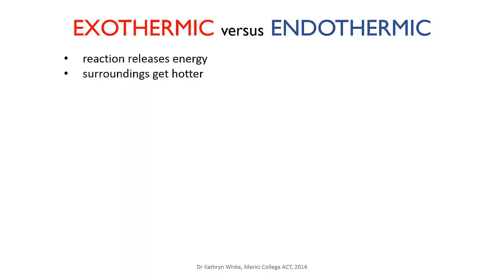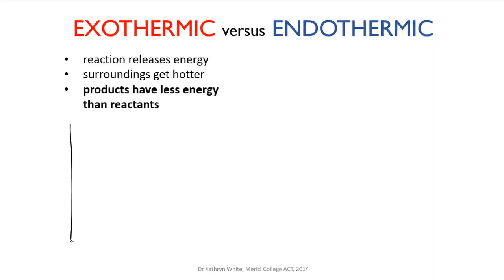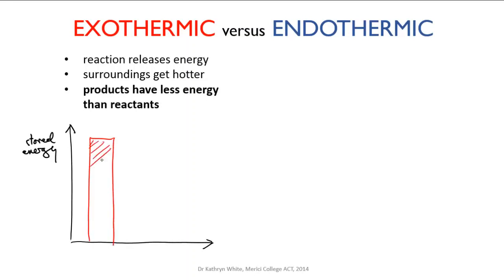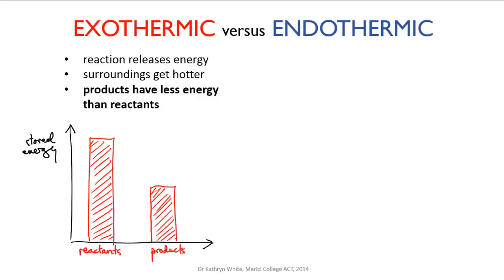Recall from the last video that we could classify reactions into exothermic and endothermic reactions. In an exothermic reaction, as the reaction proceeds, energy is released. This means that some energy that had been stored in the chemical bonds of the reactants is now transformed into heat or light energy and is released to the surroundings. And that means that the amount of chemical energy in the products must be less than the energy that was stored in the reactants, and the difference between those values is the energy that's released as heat or light.